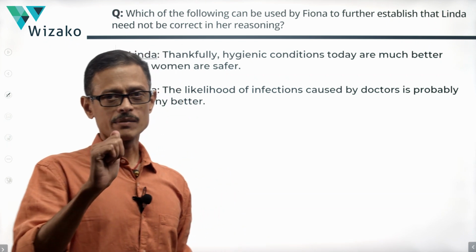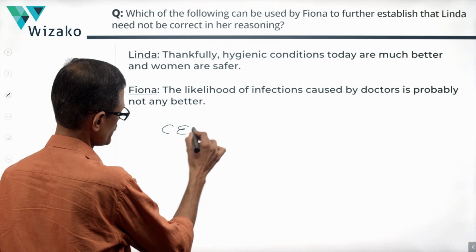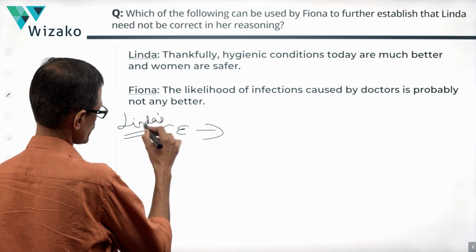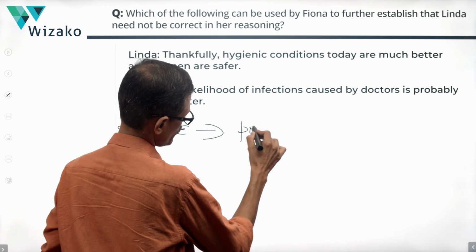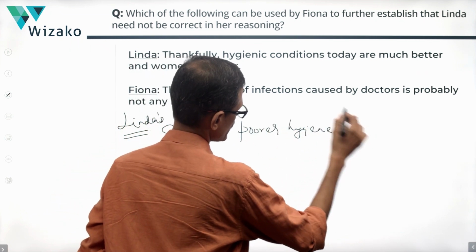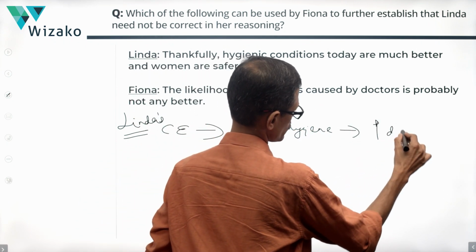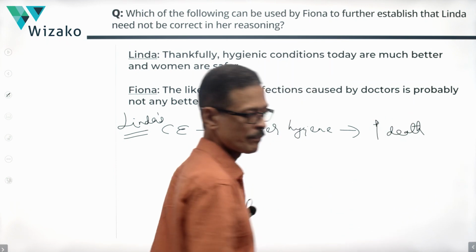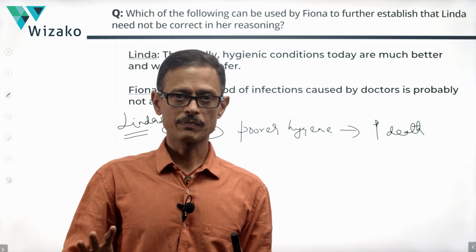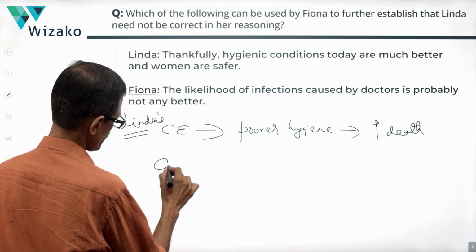Linda's argument had two basic structures to it. One, Linda had a cause-effect relationship. This is Linda's argument, right? It had a cause-effect relationship, which is basically that poorer hygiene of doctors is the reason that more women died. Poorer hygiene led to more deaths is the cause-effect relationship. The cause-effect relationship was explicitly stated, so that's no longer an assumption, right?